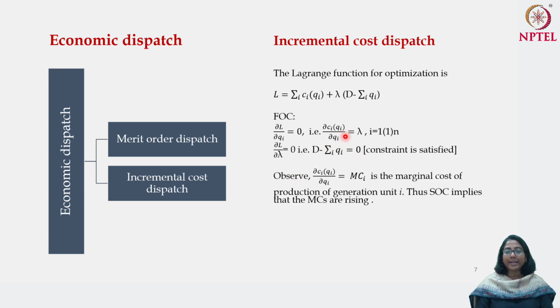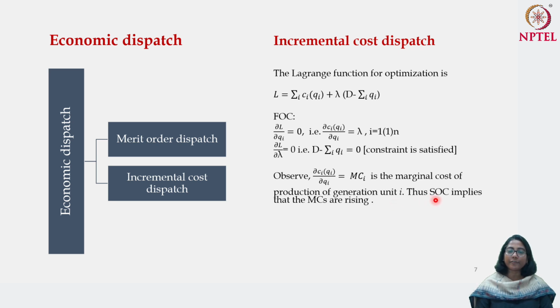Now observe, when I am writing this del Ci(Qi) del Qi, what is this? This is the increase in the cost of production for the ith generation unit when there is a 1 unit increase in the production. So this is basically the marginal cost of the ith generation unit or ith production unit.